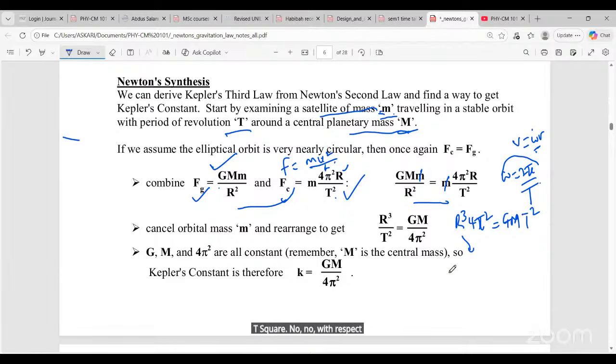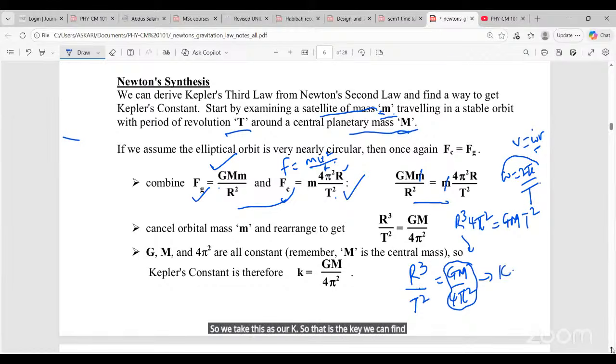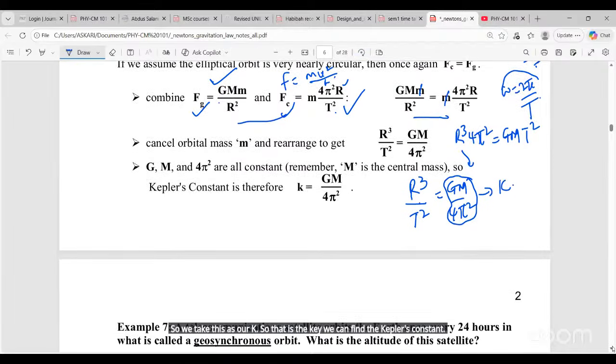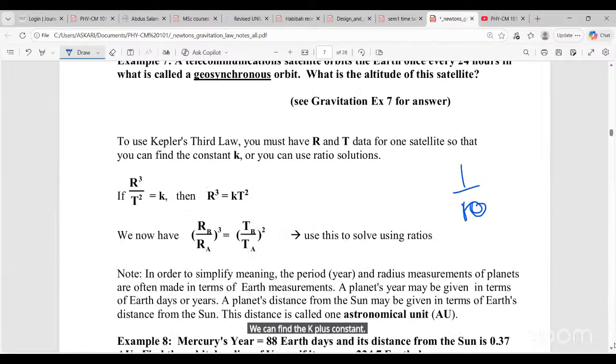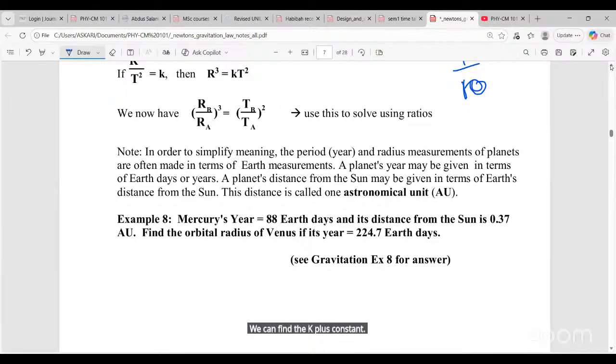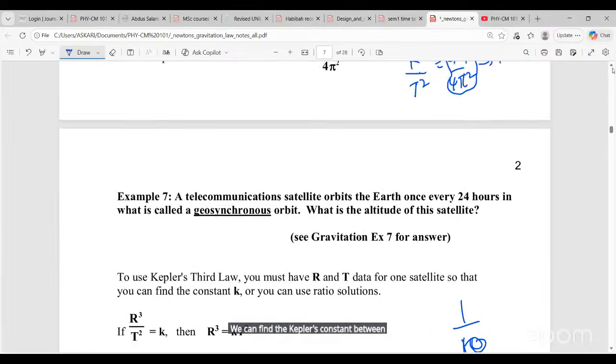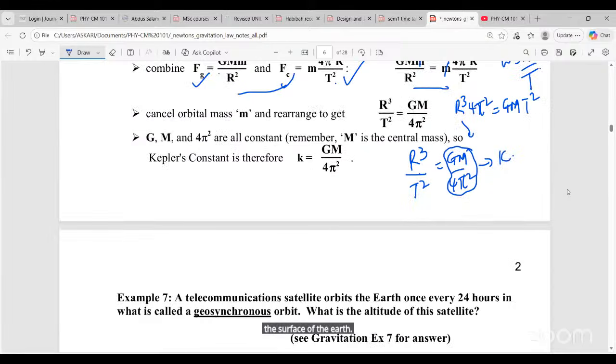Now, with respect to Kepler's third law, we have r cubed divided by T squared, and then we are left with GM divided by 4 pi squared. So the whole of this is a constant term. We take this as our k. If that is the k, we can find Kepler's constant between the satellite and the surface of the Earth. So I hope it is clear.